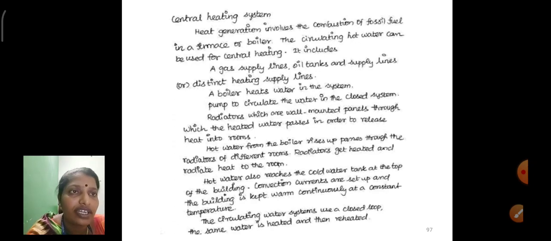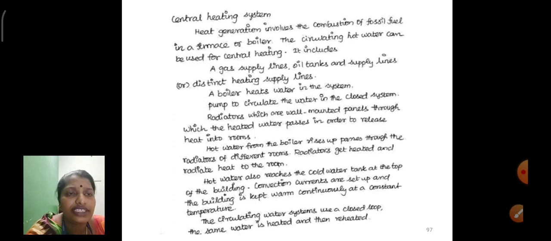பம்ப் டு சர்க்குலேட் தி வாட்டர் இன் தி க்ளோஸ்டு சிஸ்டம், ரேடியேட்டர்ஸ் விச் ஆர் வால் மவுண்டடு பேனல்ஸ் த்ரூ ஹீட்டட் வாட்டர் பாசஸ் இன் ஆர்டர் டு ரிலீஸ் ஹீட் இன்டு ரூம்ஸ். அண்ட் நெக்ஸ்ட், ஹாட் வாட்டர் ஃப்ரம் தி பாய்லர் அப்போ பாசஸ் த்ரூ தி ரேடியேட்டர்ஸ் ஆஃப் டிஃப்ரெண்ட் ரூம்ஸ், ரேடியேட்டர்ஸ் கெட் ஹீட்டட் அண்ட் ரேடியேட் ஹீட் டு தி ரூம்.